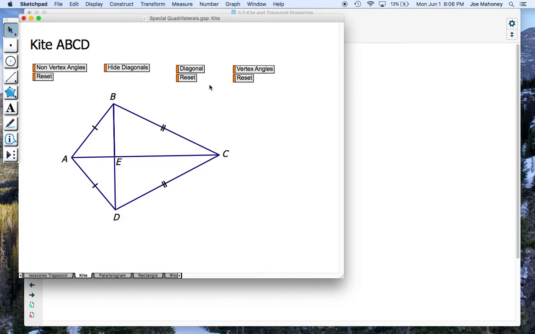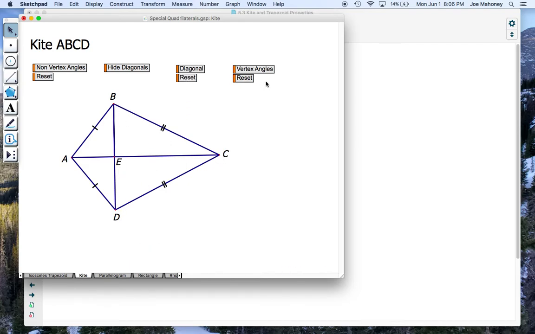Speaking of diagonals, watch when I press the diagonal button. Are you ready? Whoa! What does that tell you about those diagonals? Let's watch it one more time. It looks like diagonal BE spins around and lands right on top of DE. So the diagonal that joins the non-vertex angles is bisected by the diagonal joining the vertex angles. Diagonal AC bisects diagonal BD.